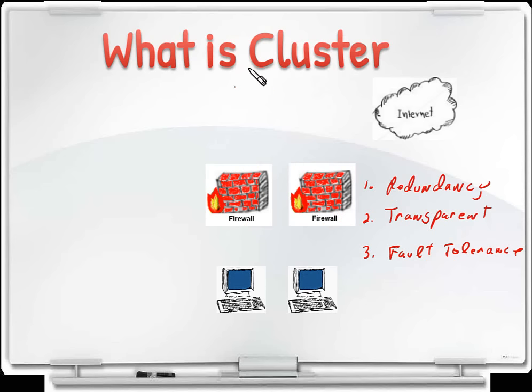So now let's take a look at another solution that is also not clustering. Assume that we have two firewalls. Both firewalls are actually powered on. They're running. And each firewall has their own IP address. This is .1, this one is .2.